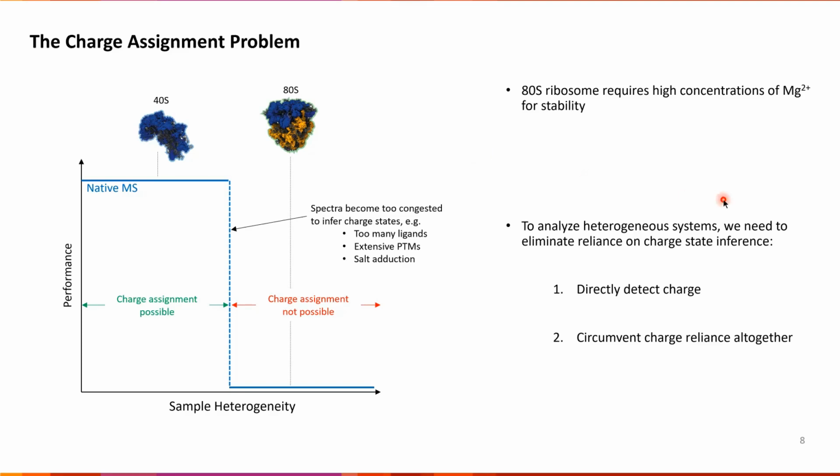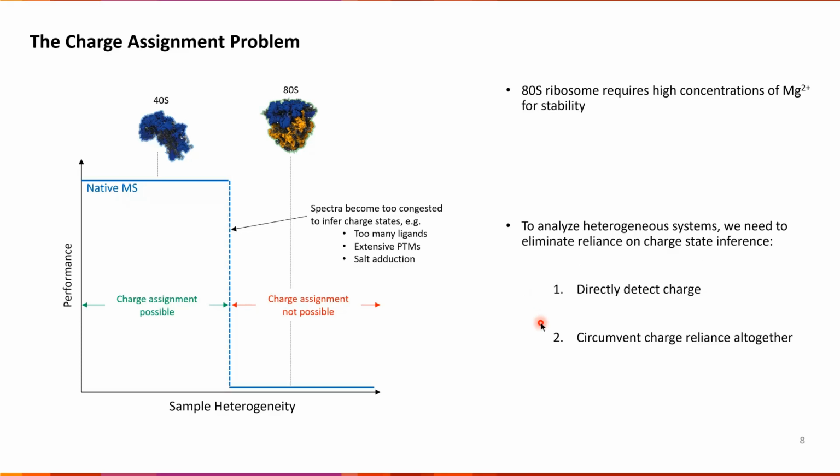In essence, we need to eliminate this sort of charge assignment reliance on its performance. So there's a couple of ways one could envision doing this. One is that if we had some sort of technique that could directly detect the charge of an ion, so instead of inferring it from its charge state distribution, like I described previously, if there was some technique that could directly detect the charge, that would fix this problem.